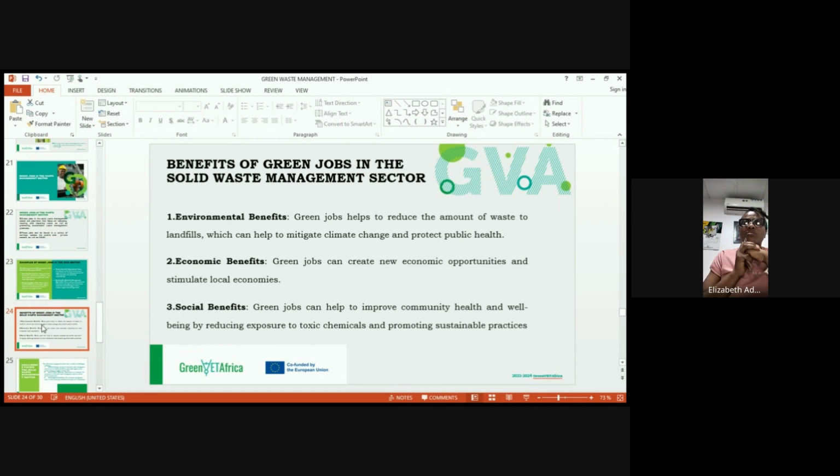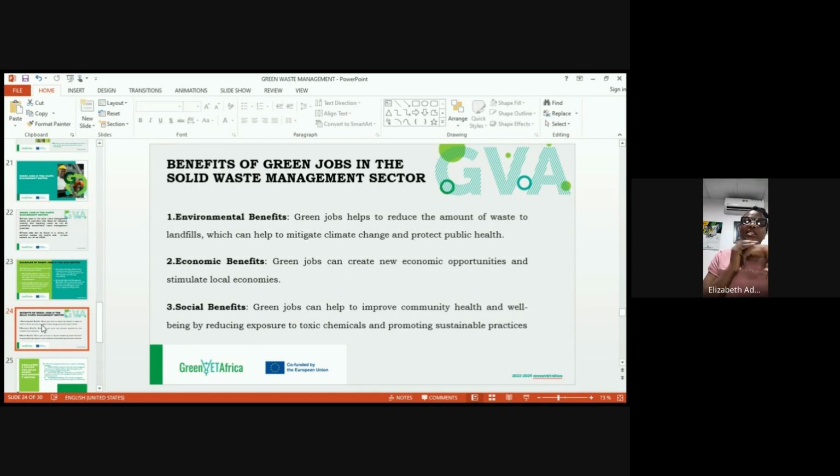And then it also provides a source of livelihood for people from the low to high level, because we have key players at different stages, from the pickers to the highly industrialized or commercialized recycling operators or companies. The social benefits, it helps to improve community health and well-being. It improves the aesthetics of the environment, and then it reduces exposure to toxic chemicals and also promotes sustainable practices.